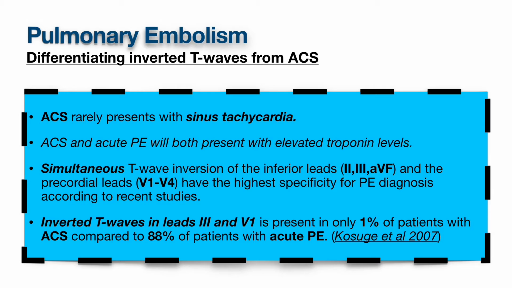So this 12 lead can act as a tool to help point us towards the proper diagnosis and proper treatment. They found that simultaneous T wave inversion in the inferior leads, as well as in precordial leads V1 through V4, has the highest specificity for PE. They've also noted that inverted T waves in lead 3, as well as in V1, are only present in 1% of patients with an ACS, compared to 88% of patients with an acute PE.